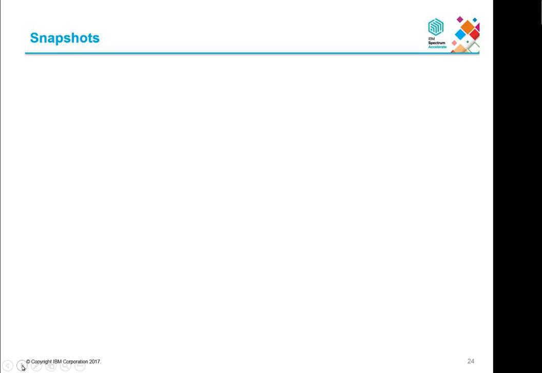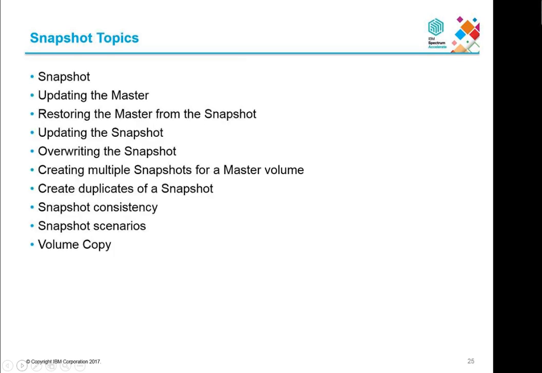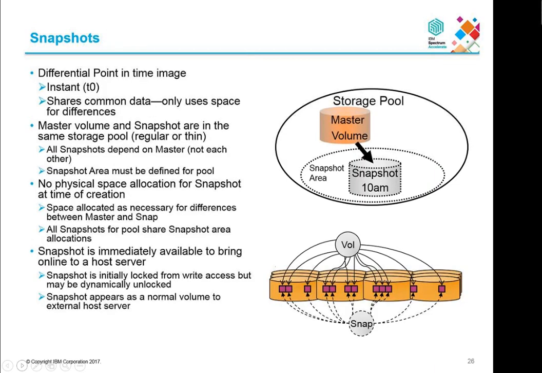So we're going to move forward now. Looking at snaps again, we're going to talk about snapshots and a bunch of things you can do with snaps. It is a differential point-in-time image. It only uses space for the differences. The master and the snap have to be in the same pool. The snaps are dependent on the master only, not on each other. So the benefit to that is I can manipulate snaps however I want. I can create snaps, I can delete snaps, I can restore from any snap to a master in any order.